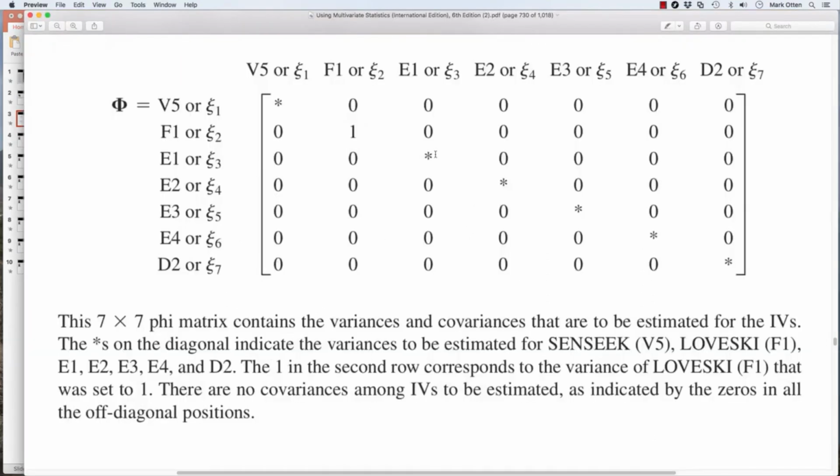The rest are stars. So for all of the error terms here, E1, the variance of that is a star. We're estimating that. We don't know it. We're not hypothesizing anything about it. Same thing for E2, E3, E4, on down to D2, which is the error term for F2. So again, if we had hypothesized correlations in here, we would have more. But for now, it's just a variance matrix with the variances down the diagonal and zeros everywhere else.